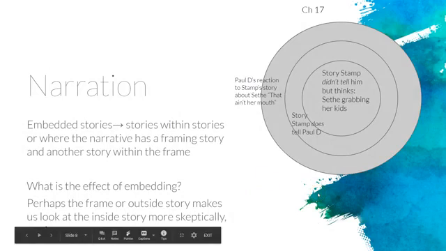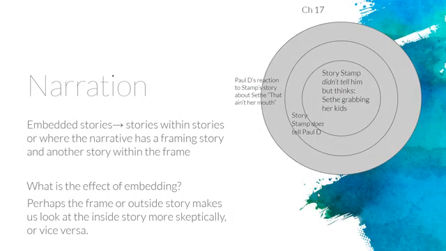So narration has lots of different ways that it can happen, but sometimes there are embedded stories. Embedded stories are these stories within stories, where the narrative has a framing story that is on the outside, and there's another story that is within the frame. And you might be wondering, what is the effect of embedding? That's a question that we want to ask as we are reading Beloved. Perhaps by having a frame story, the outside story makes us read the inside story differently, or more skeptically, or more critically, or the inside story makes us read the outside story more critically.